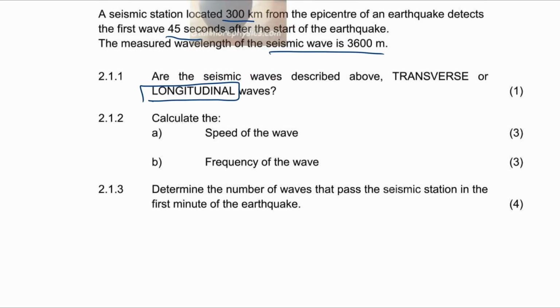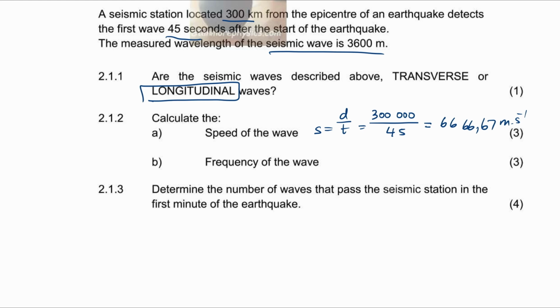Question 2.1.2. Calculate the speed of the wave. So we can calculate this using the formula speed is equal to distance over time. So the station is 300 kilometers away, so that's 300,000 meters divided by the time that it takes for the wave to travel, which was 45 seconds, and that's equal to 6,666.67 meters per second.